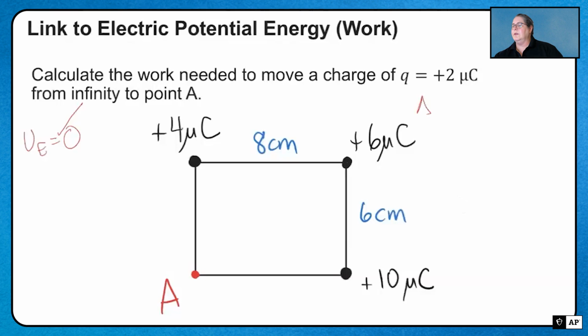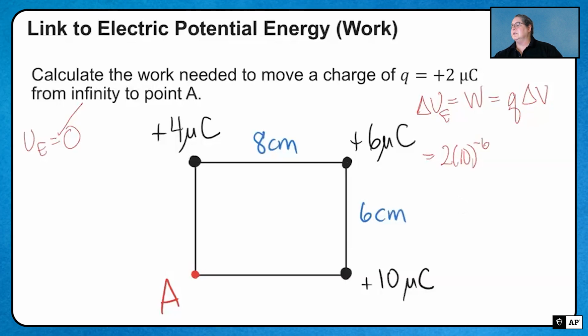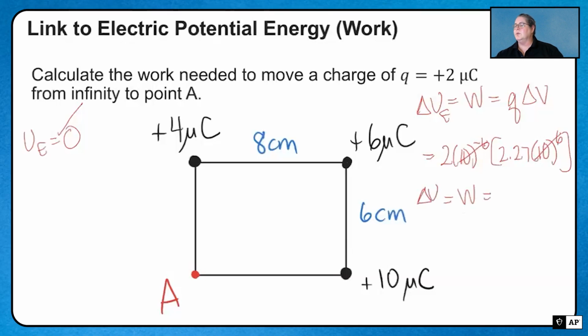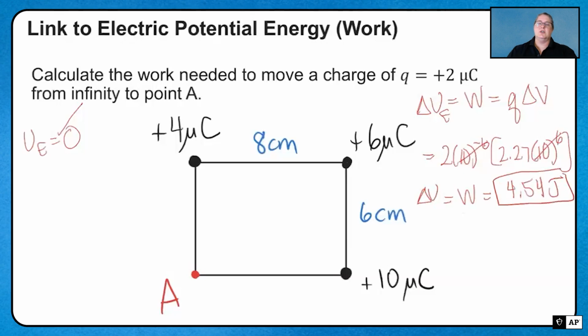So remember that the change in the electric potential energy is equal to the work done, which is going to be Q times delta V. And so the Q is 2 times 10 to the negative 6. The delta V was what we calculated in that last example, so 2.27 times 10 to the 6th. The 10 to the 6th and 10 to the minus 6 cancel. So my delta U, or the work I need to do to move this charge, is going to be 4.54 joules, right? It's an energy change.